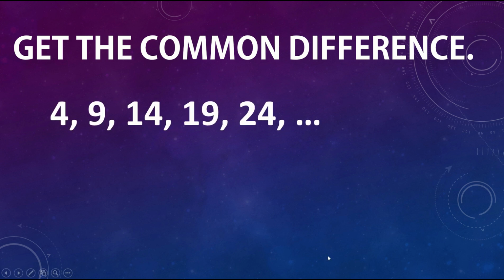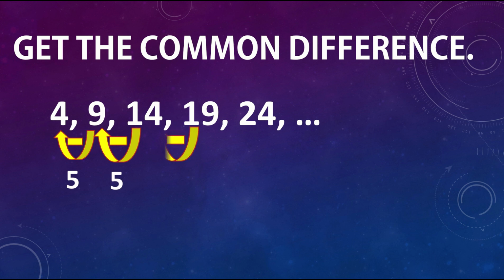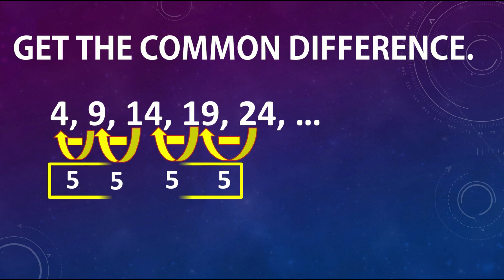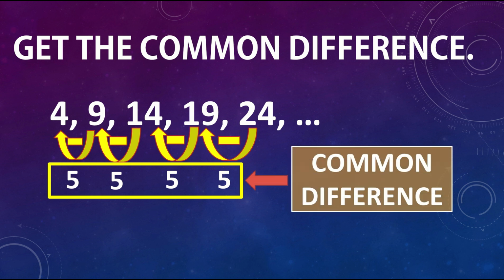Going back to the sequence, you just need to subtract the second term by the first term, the third term by the second term, the fourth term by the third term, and so on. In this example, we will have 9 minus 4 is equal to 5. 14 minus 9 is also equal to 5. 19 minus 14 is also equal to 5. And 24 minus 19 is also equal to 5. Notice that all the answers are the same. So therefore, 5 is the common difference.